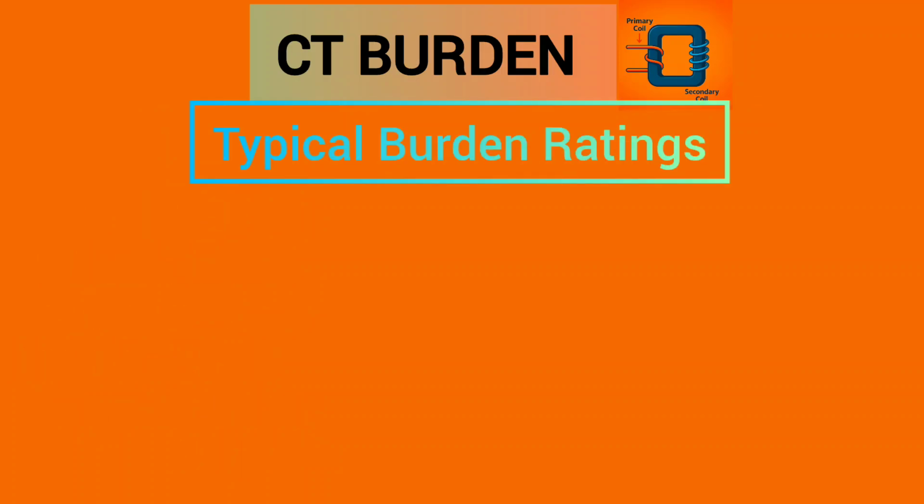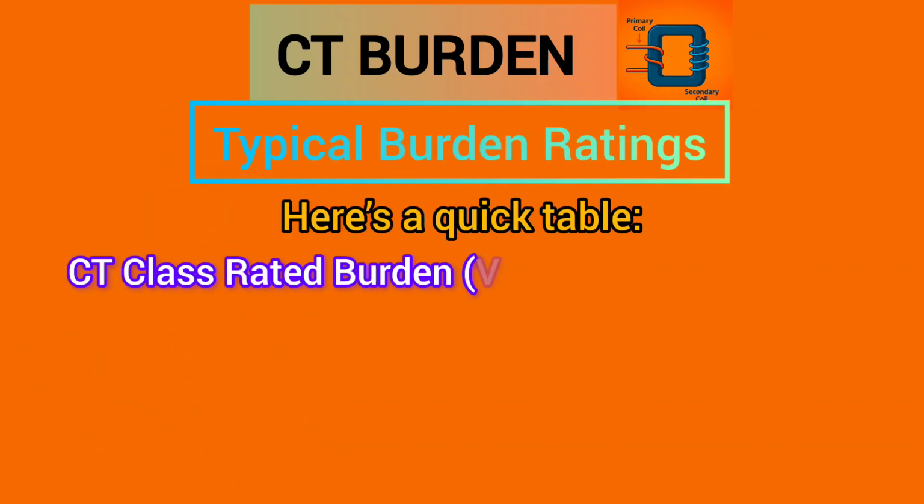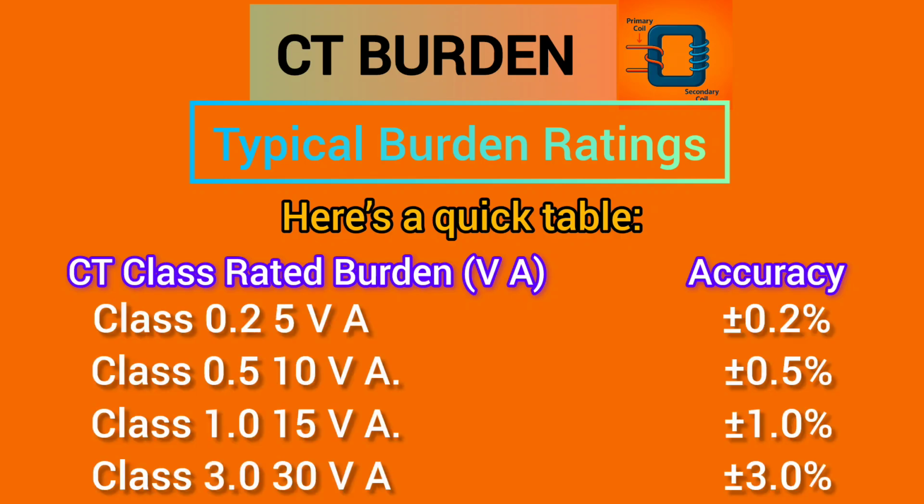Typical burden ratings. Here's a quick table. CT class, rated burden in VA, accuracy. Class 0.2, 5 VA, plus or minus 0.2%. Class 0.5, 10 VA, plus or minus 0.5%. Class 1.0, 15 VA, plus or minus 1.0%. Class 3.0, 30 VA, plus or minus 3.0%.